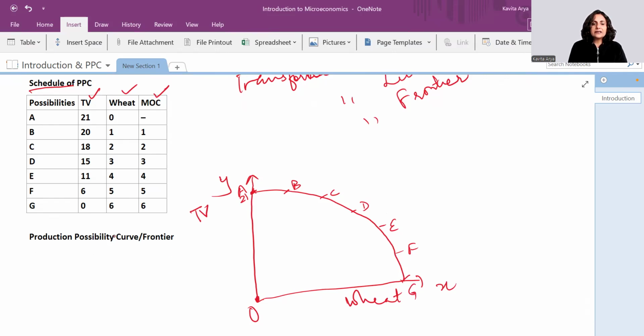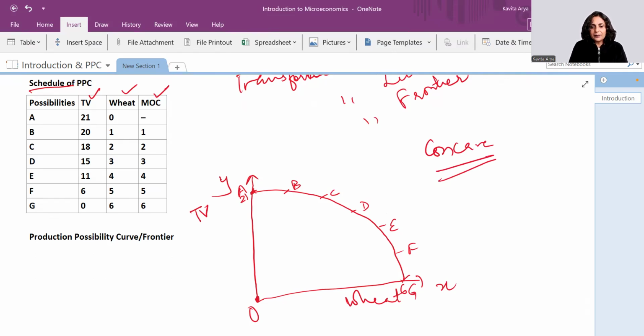And then these are the points of trade-off which is given. Here G is 0 of TV and 6 units of wheat are made. So this is the shape, and this shape is called the concave shape. This is the shape of the PPC curve, the production possibility curve.